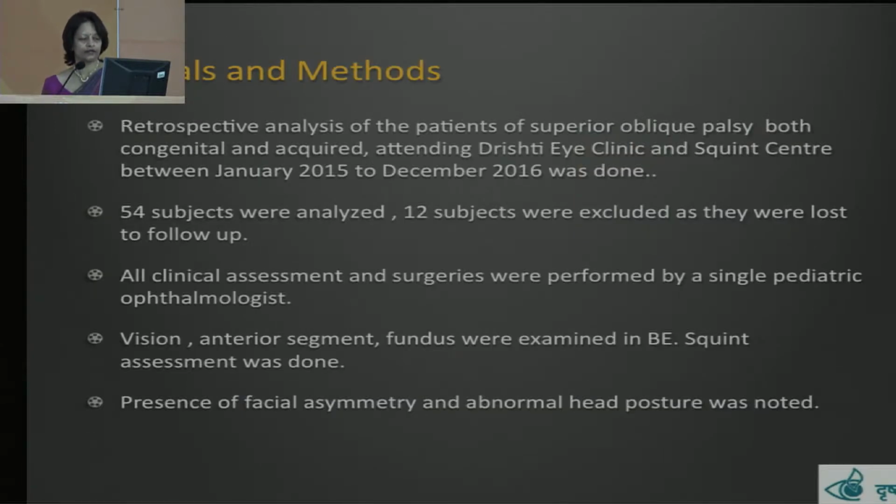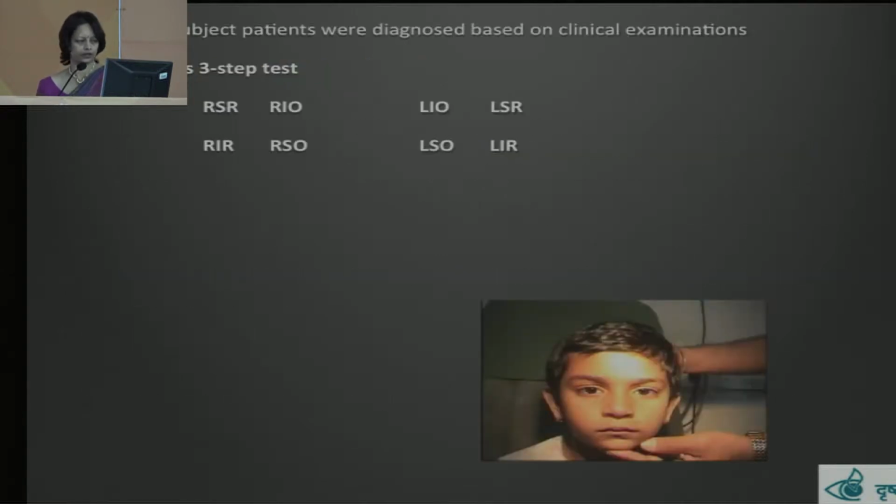This was a retrospective analysis of patients of superior oblique palsy, both congenital and acquired, attending Drishti Eye Clinic and Squint Center between January 2015 and December 2016. We analyzed 54 subjects; 12 were excluded as they were lost to follow-up. All the clinical assessment and surgeries were performed by a single pediatric ophthalmologist. Vision, anterior segment and fundus were examined in both the eyes. Fundus was also examined for torsion.